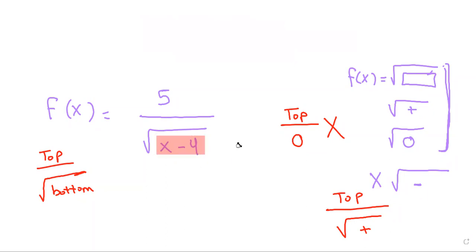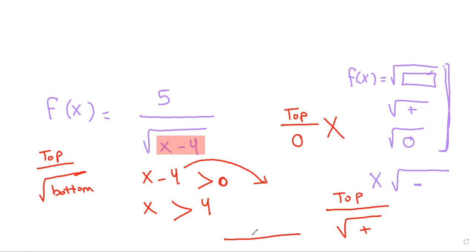So in this case, x minus 4, this expression must be greater than 0 only, not equal to 0. So x minus 4 must be greater than 0. Move -4 to the other side. So x is greater than 4. It will be 4 open and positive infinity. This is the domain.